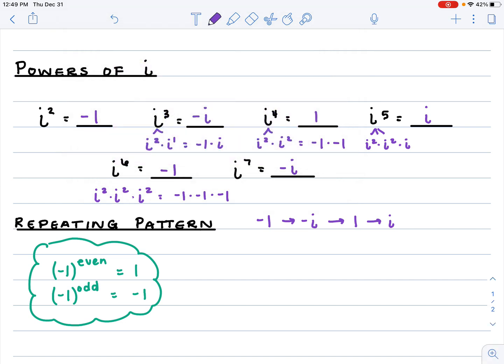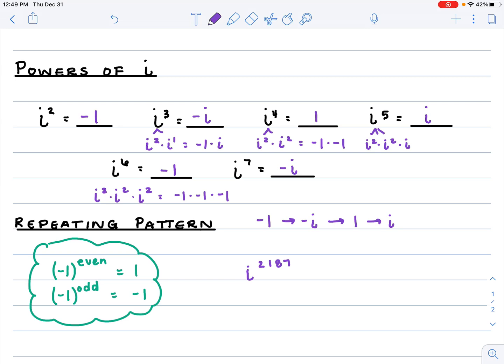Okay, so we're just going to do an example like this. i to the 2,187. Now, we would not want to sit here and break it apart into all those i's that we did for those first couple powers. That would take us way too long. But if we break it up into sets of even numbers, that can help us out.